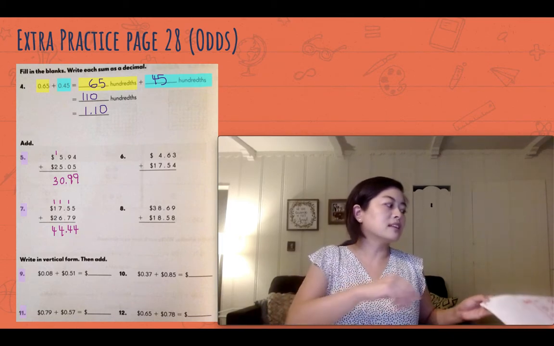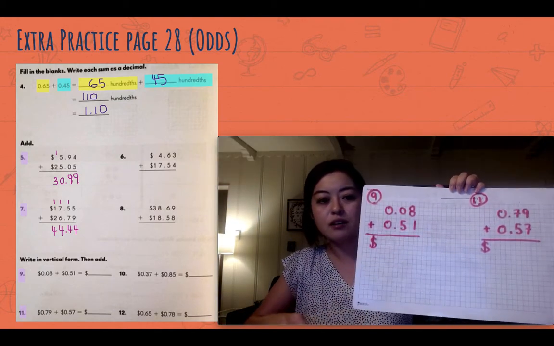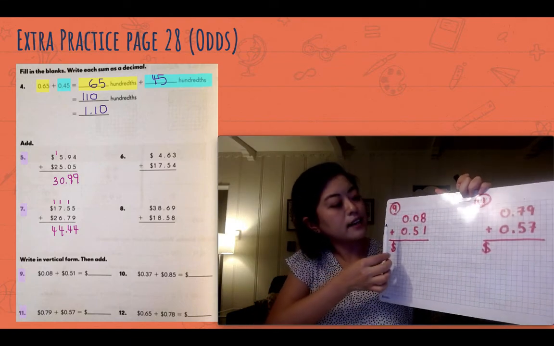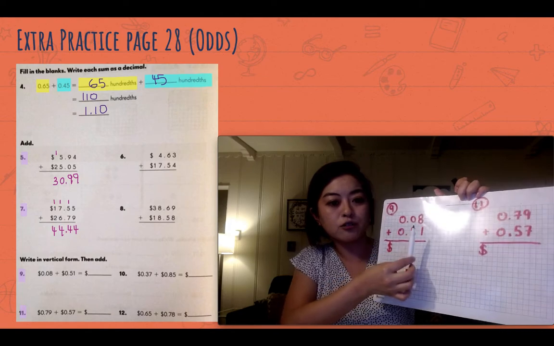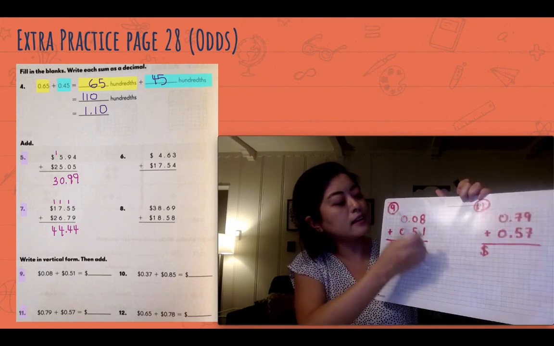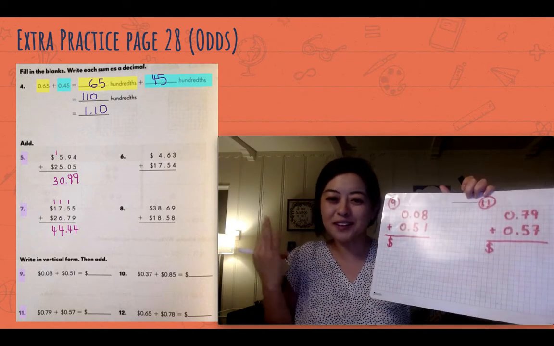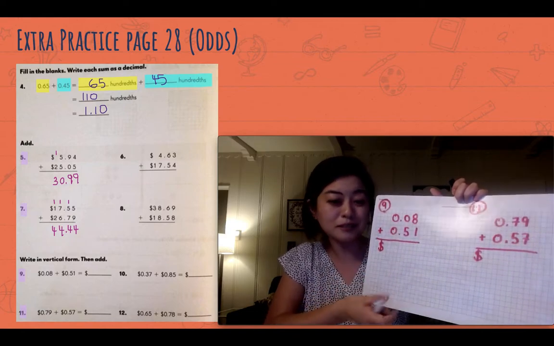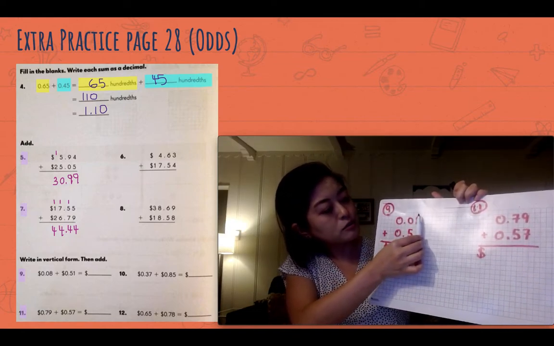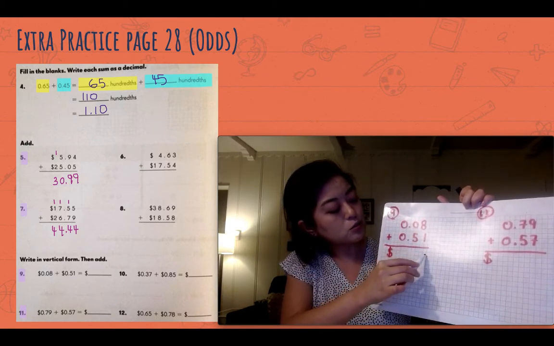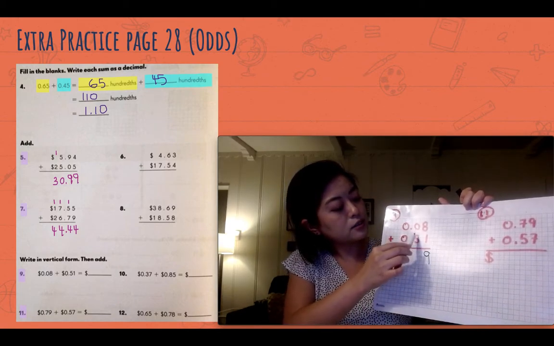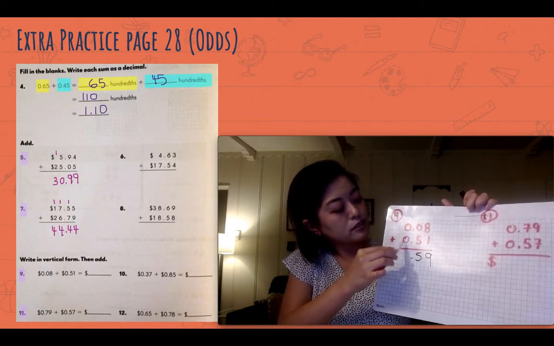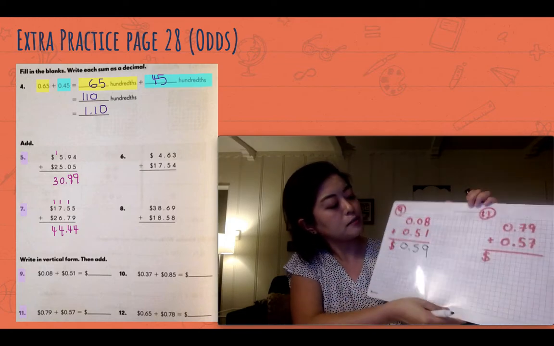Now let's look at numbers 9 and 11. Okay. So 9 and 11, I'm going to do it on the board, okay? And so they said to, again, stack them up, write it in vertical form. So I just lined up my decimals, and it lines up my place value so nicely and easily, okay? So that's what I recommend for you to do if there are decimals in both numbers. So let's start with the lowest place value, which is hundredths. 8 hundredths plus 1 hundredth is 9 hundredths. 0 tenths plus 5 tenths is 5 tenths. Drop the decimal point, 0 and 0 make 0, so 0.59.